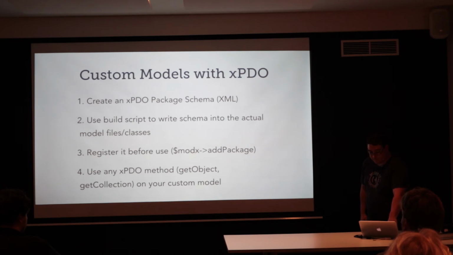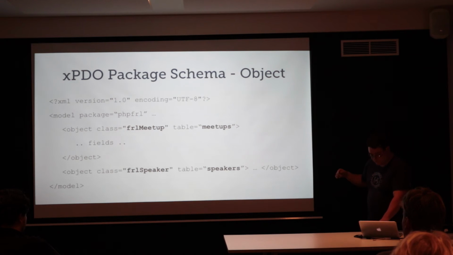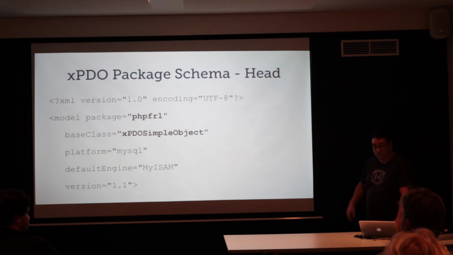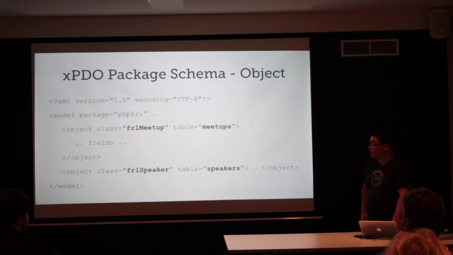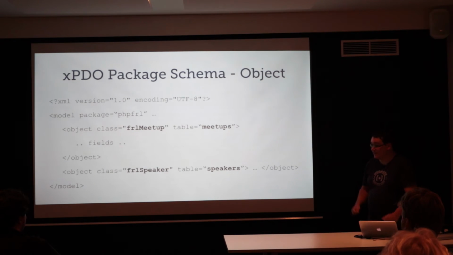And then you can use any XPDO method, getObject, getCollection, all the fun stuff. So just quickly going to show an example of how you build it up. You define the package name and the base class as a general model. Within that model you have objects, which are your database tables. In this case, I made this one for PHP Friesland, so FRL, Friesland.